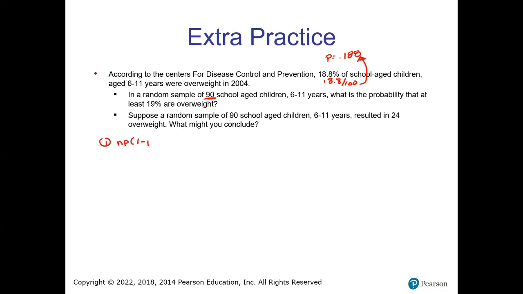So np(1 minus p) should be greater than 10. So 90 times 0.188, open parentheses, 1 minus 0.188. We've got to get that answer, so just open a calculator. 90 times 0.188 times (1 minus 0.188), and I get 13.739, which is bigger than 10. So we are approximately normal.